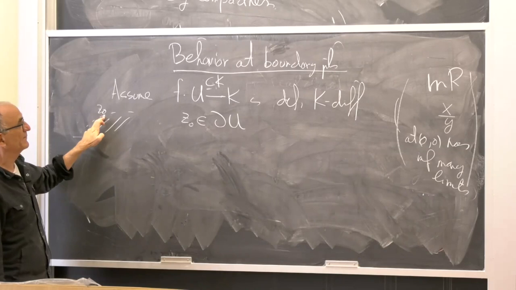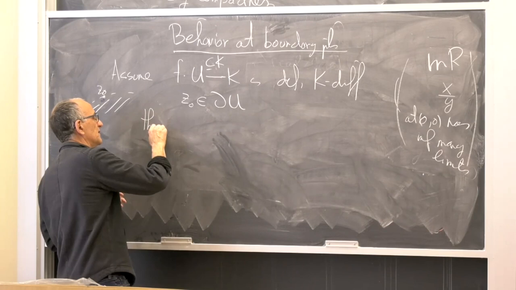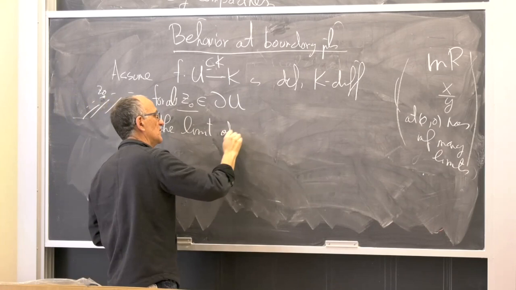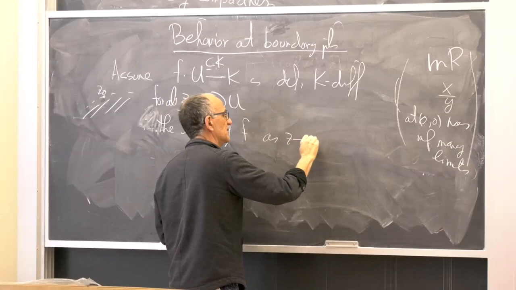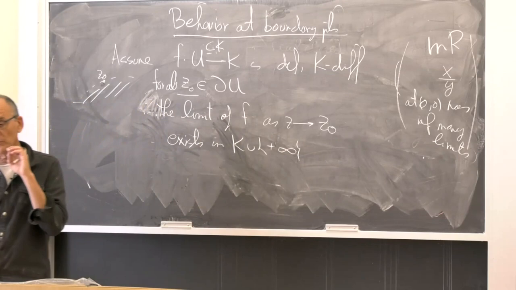When f is K differentiable, it always has a limit. It always has a limit at every point, possibly infinity. Then for all points, the limit of f as z approaches z zero exists, but exists in K union infinity, including this possibility, at every point on the boundary.